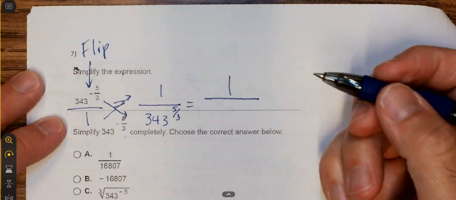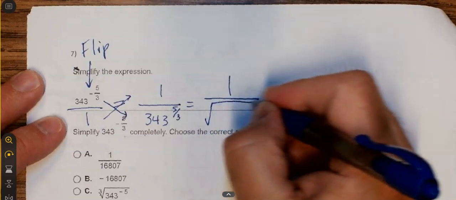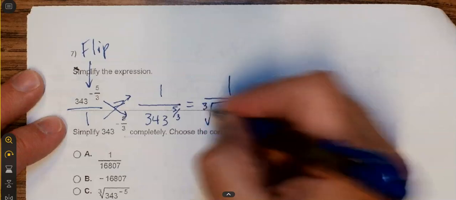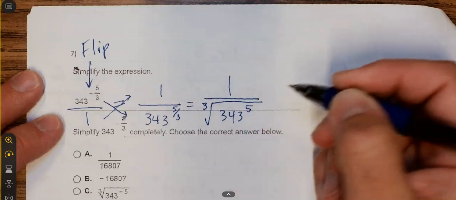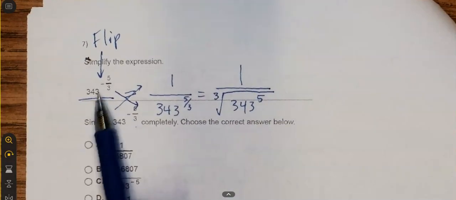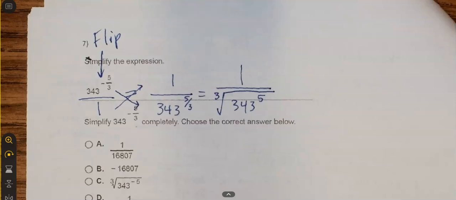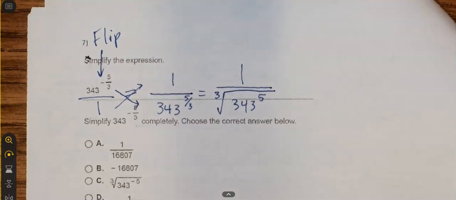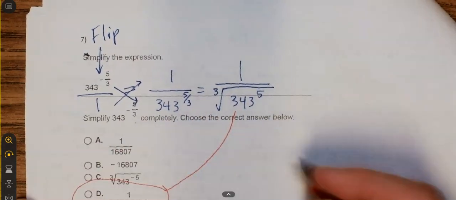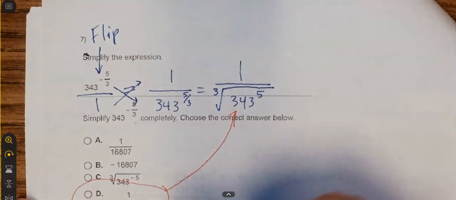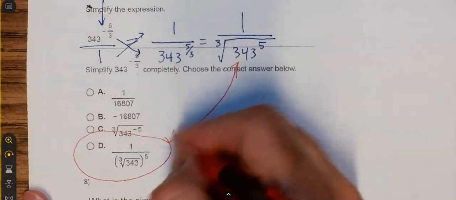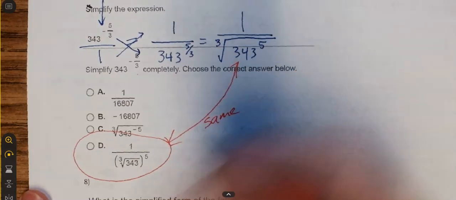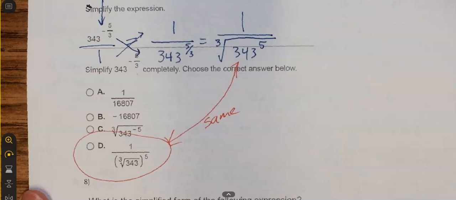Well, now it's time to change it to its radical form. What root are we dealing with? The 3rd root of 343 to what power? 5th, not negative 5th. We got rid of the negative at the very beginning when we flipped it. Guess what? There's a choice that looks just like that one. Now, it looks slightly different, letter choice D, but it is exactly the same. We could show the algebra on why those are the same.